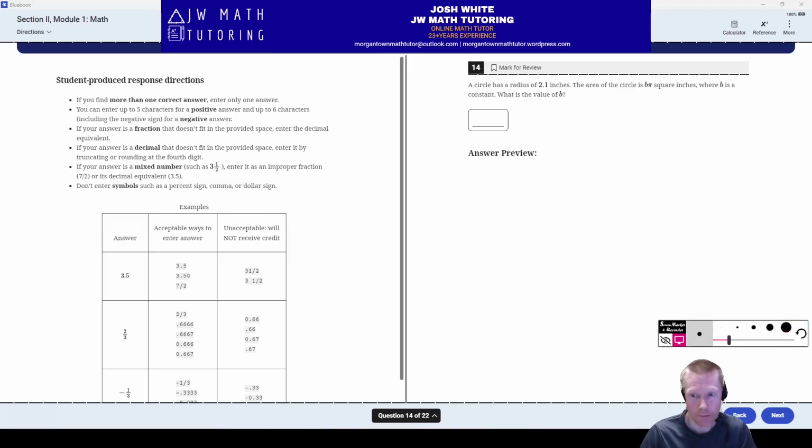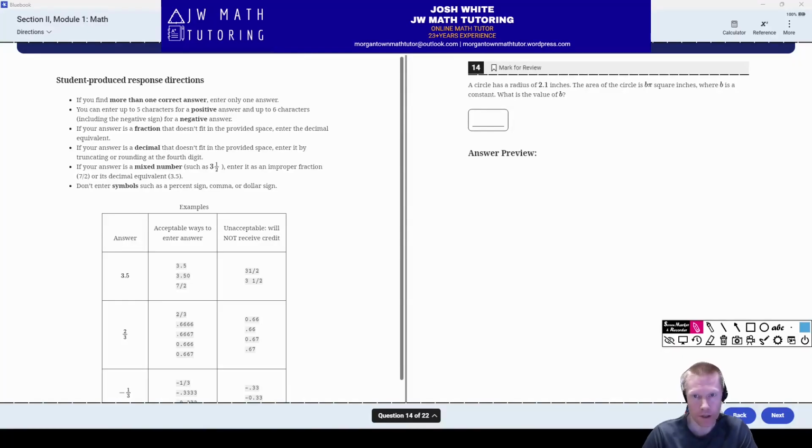All right, next up we have question number 14. Here we have another circle problem. You're given its radius, you're told its area is equal to something, and you want to know what the value of this constant b is equal to.